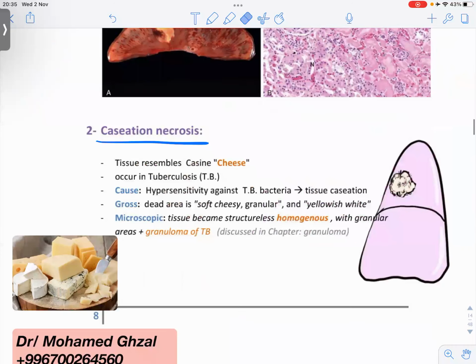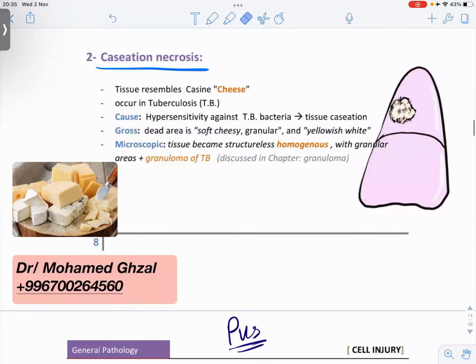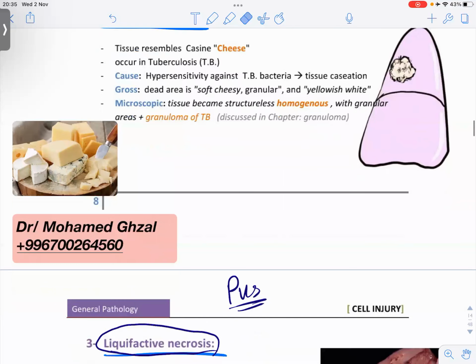Second one is caseation necrosis. The cause is tuberculosis. The shape is like casein cheese. It's yellow white color, soft, granular, homogeneous. And example, granuloma of tuberculosis inside the lung or intestine.